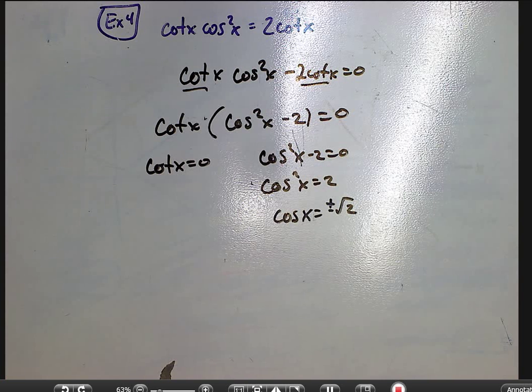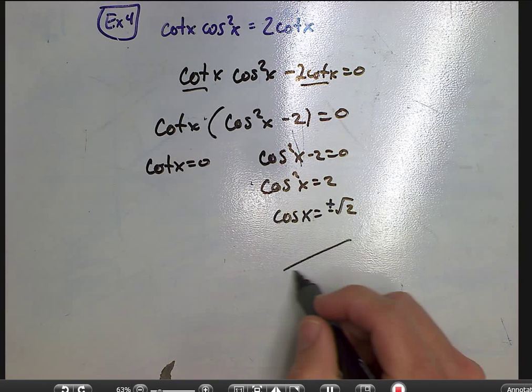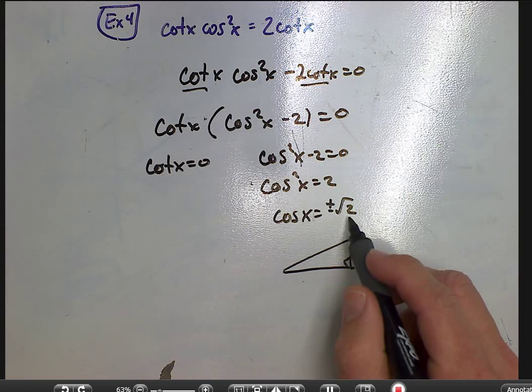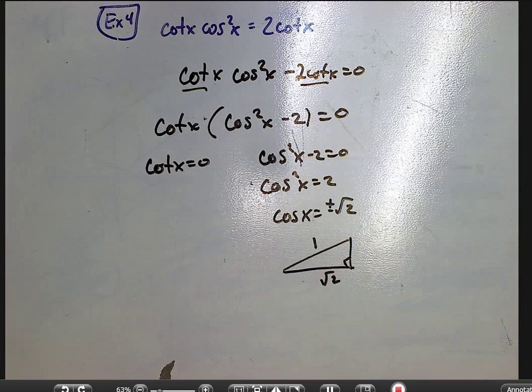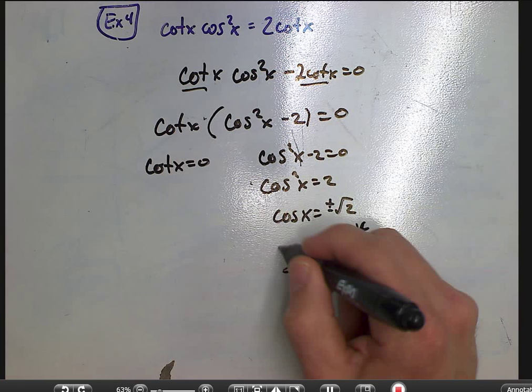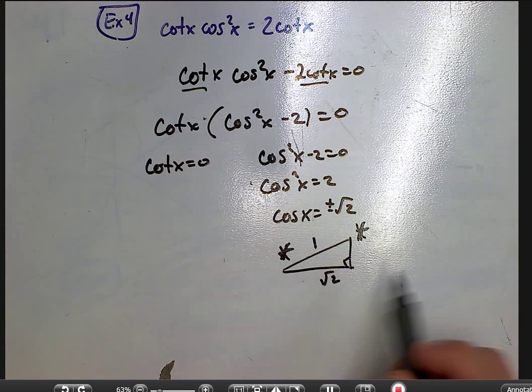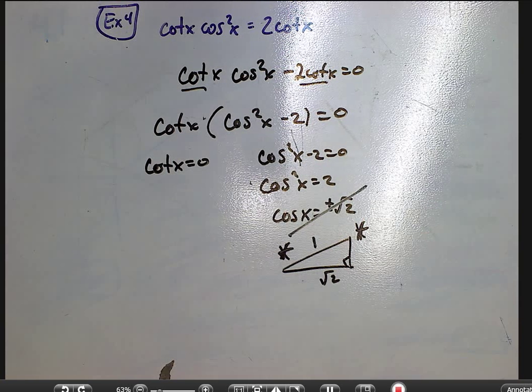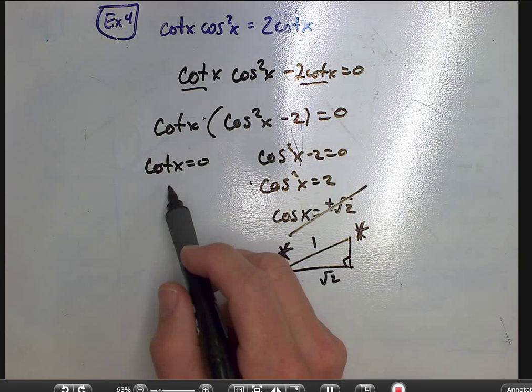Well, for cosine, we know it is adjacent over hypotenuse. And here we have a problem. The adjacent side cannot be bigger than a hypotenuse ever. Therefore, this one is a no solution for that part of it. It's false. It's completely false. Doesn't work. How about cotangent of x equals 0?